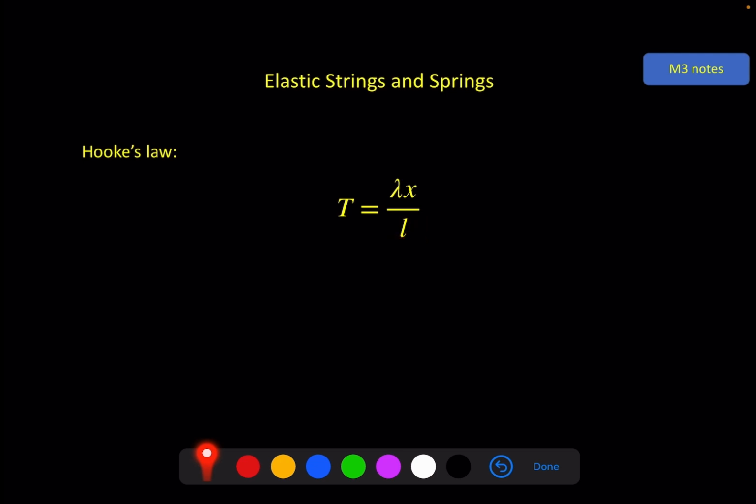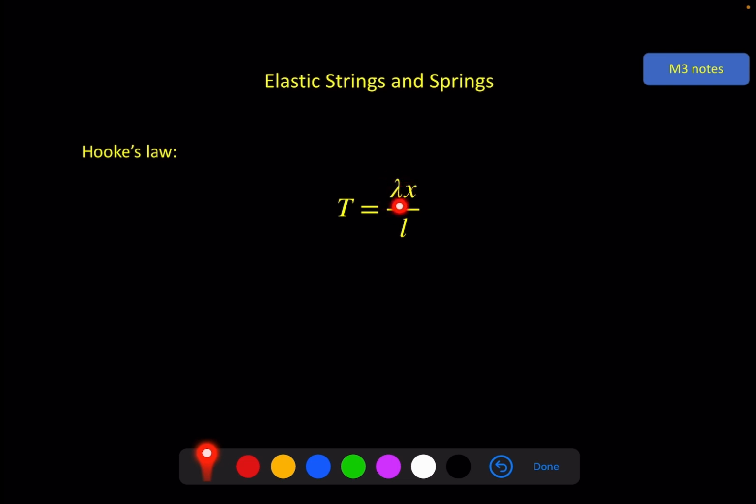I quite like to think of it in terms of the extension though. I think if I want a greater extension, I can increase the tension, i.e. I can pull harder. I can increase the natural length, which means a longer string or spring will stretch more easily, or I can decrease the modulus of elasticity. And sometimes this is considered how stretchy a string or spring is, but because I have to decrease this number to get a greater extension, I tend to think of it more as how stiff the string or spring is.